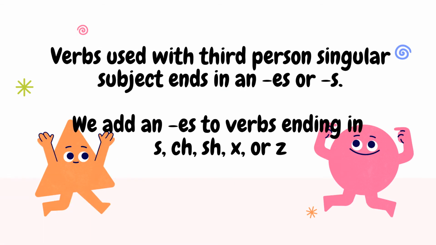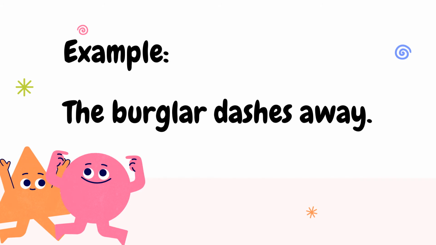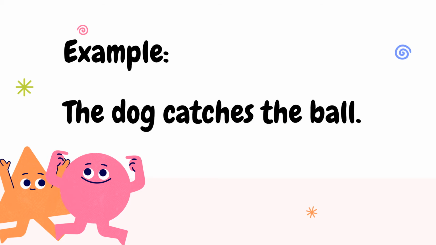Next is, we add an ES to verbs ending in S, CH, SH, X, or Z. Example, the burglar dashes away. The verb used is dashes. It ends in SH, so we have to add an ES. Another one is, the dog catches the ball. The verb used is catches. It ends in CH, so we have to add an ES.